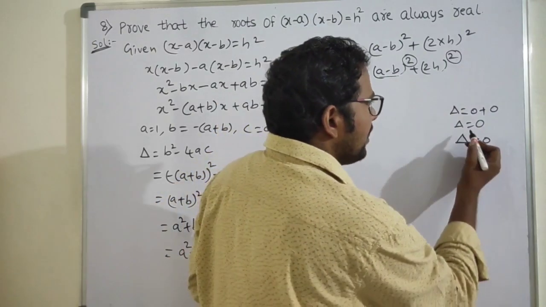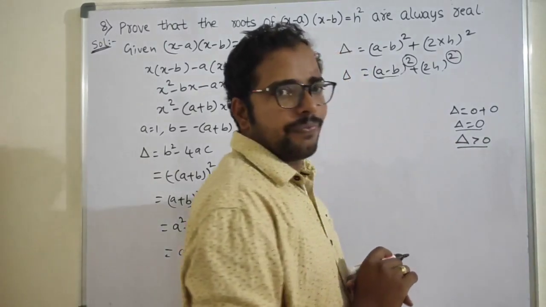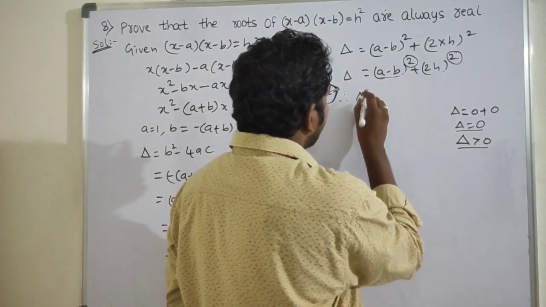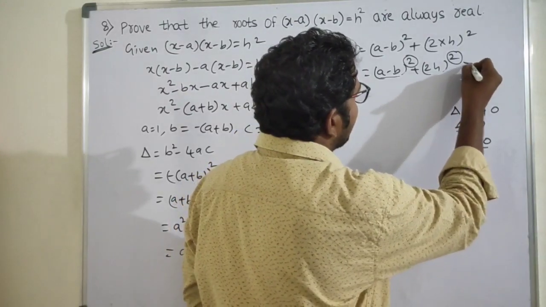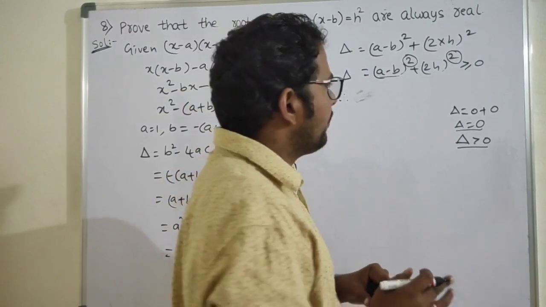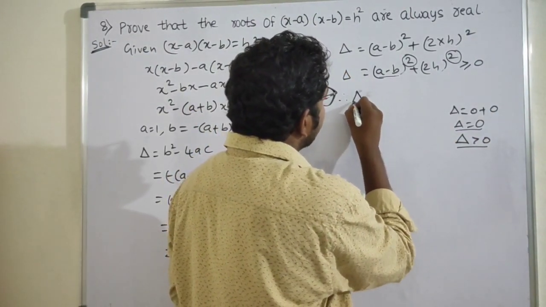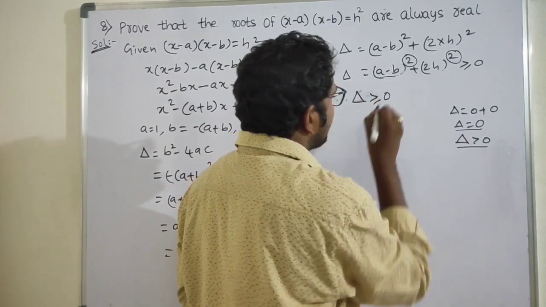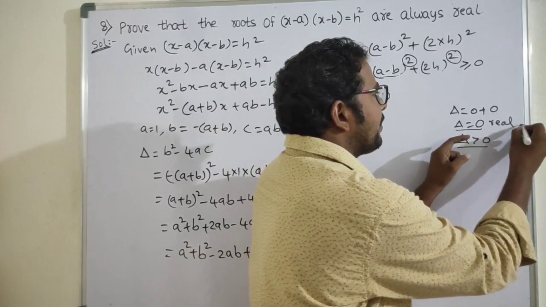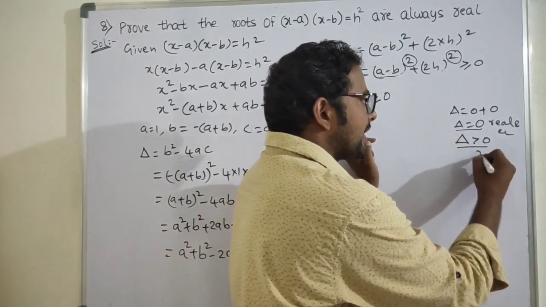Here in this case, we are getting delta equals 0 and delta greater than 0. Therefore, delta is greater than or equal to 0, maybe equal to 0 or greater than 0. We have only two cases. In the first case, roots are real and equal. If delta is greater than 0, roots are real and distinct.